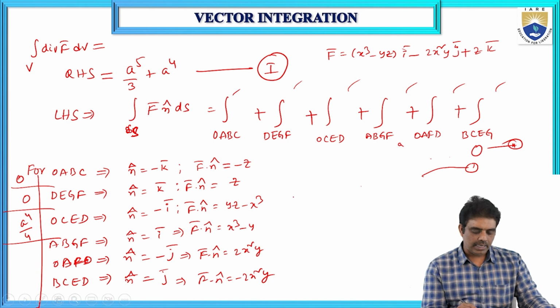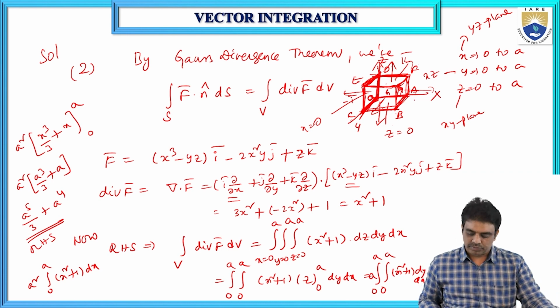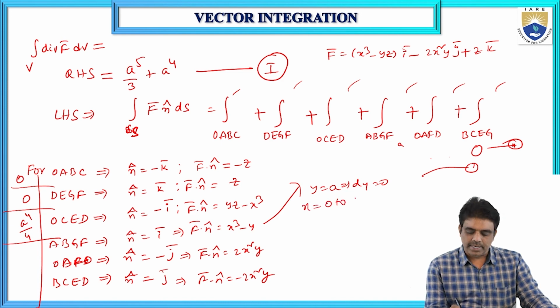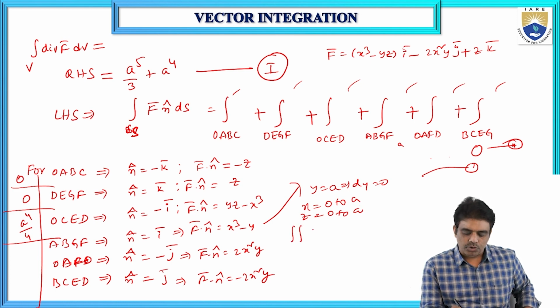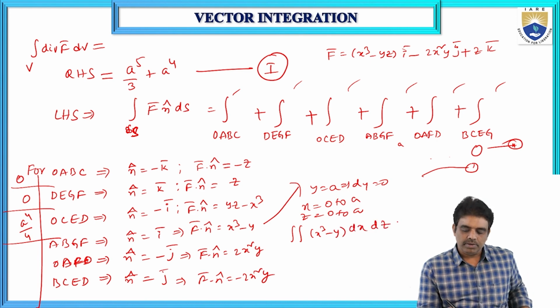Now what is ABGF? This is ABGF. The equation is y = a, so dy is 0. Here x is from 0 to a, and z is also from 0 to a. Am I right? So what is the value? Double integral of x cube minus y, dx dz. But y is equal to a.